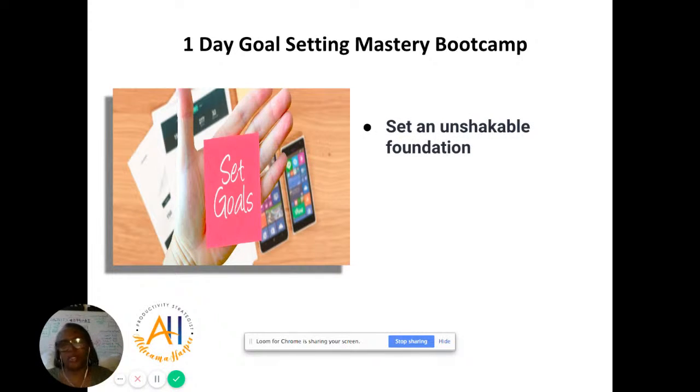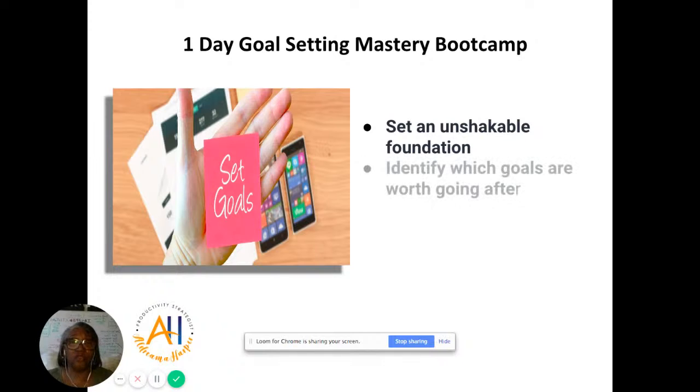So what happens in this goal setting mastery, you're going to be able to set an unshakable foundation. If you don't start, it's just like building a house. You have to have some type of foundation. And so with the goal setting mastery bootcamp, you're going to have an unshakable foundation. You want to think of it like you're building a house, right? And so you want to make sure that you have a solid foundation that's going to ensure that you're more likely to achieve your goals.